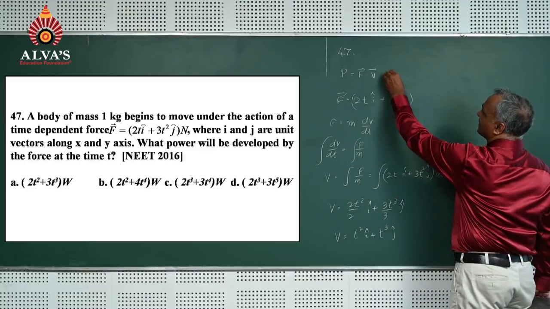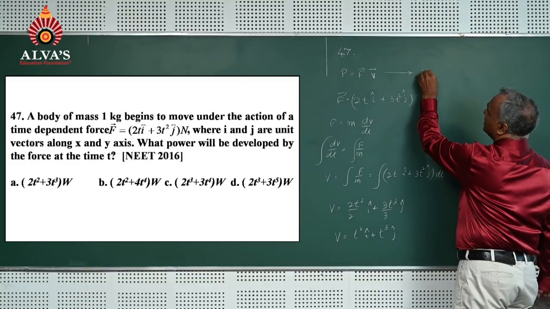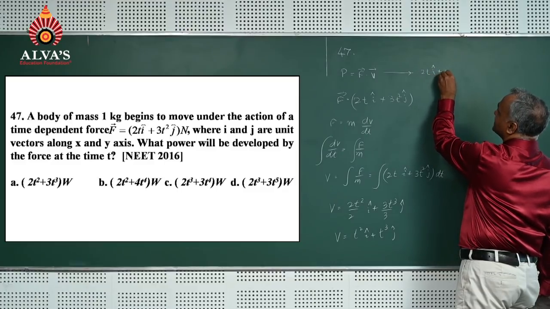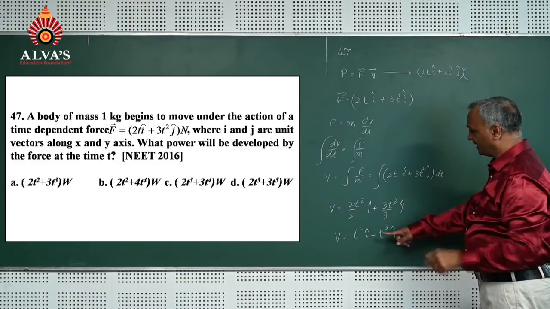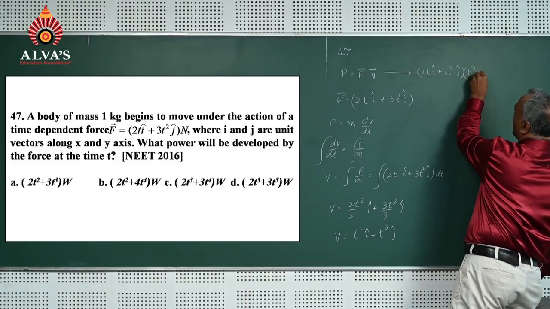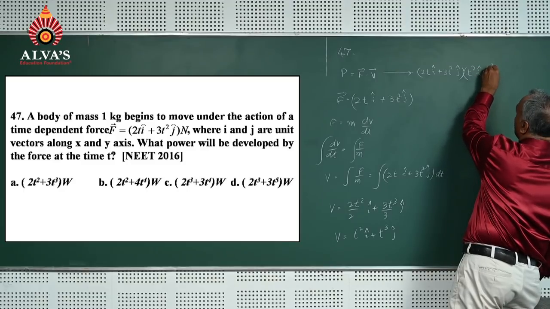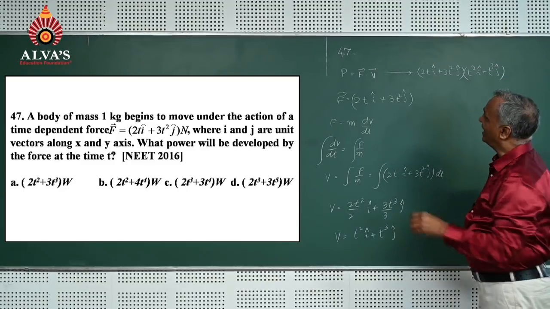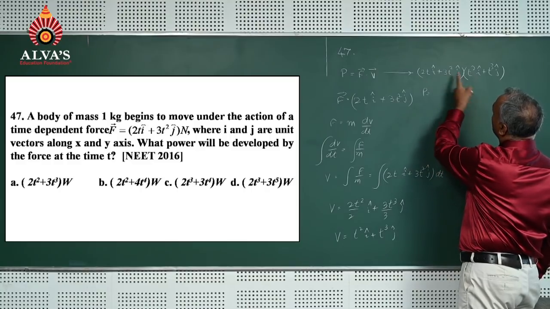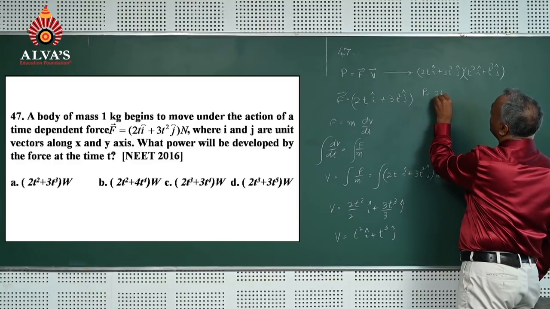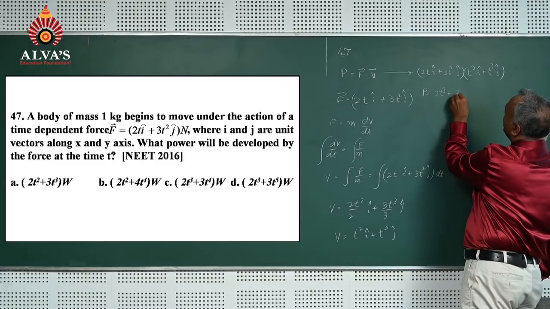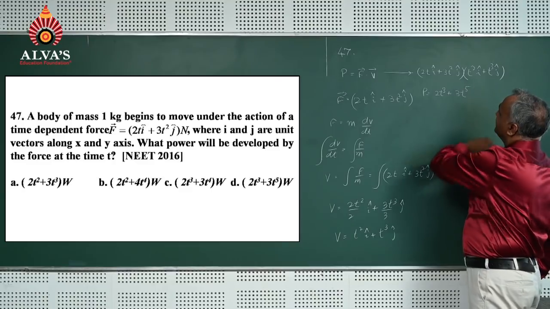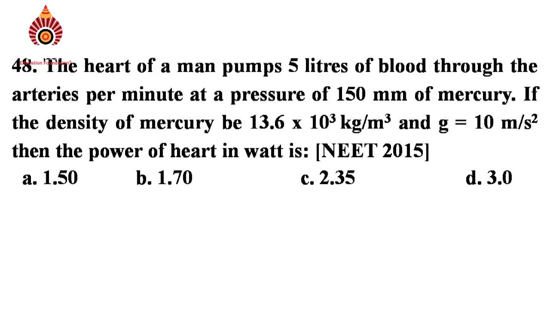And so if I substitute this here, the force vector is 2t i cap plus 3t square j cap, and the velocity vector is t square i cap plus t cube j cap. Force vector dot the velocity vector, so I'll get P is equal to 2t into t square, which is 2t cube, plus, since i cap dot j cap becomes 1, 3t square into t cube, which becomes 3t to the power 5 watt. So I'll go for option D.